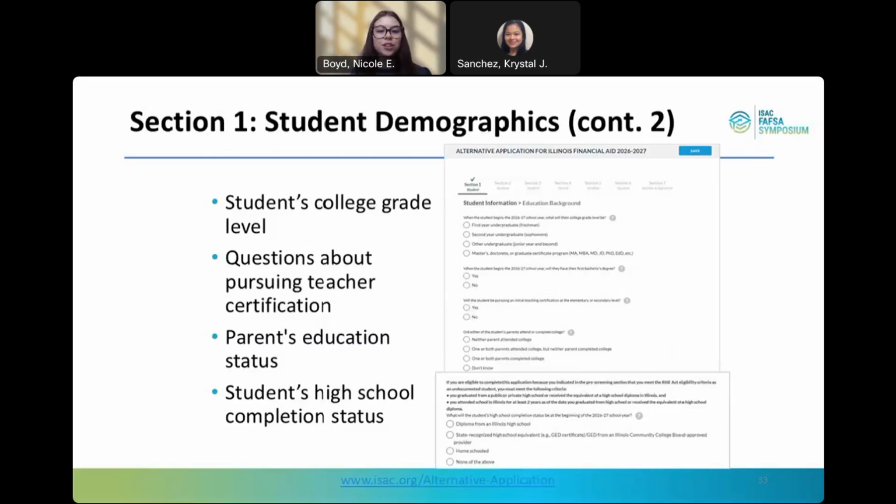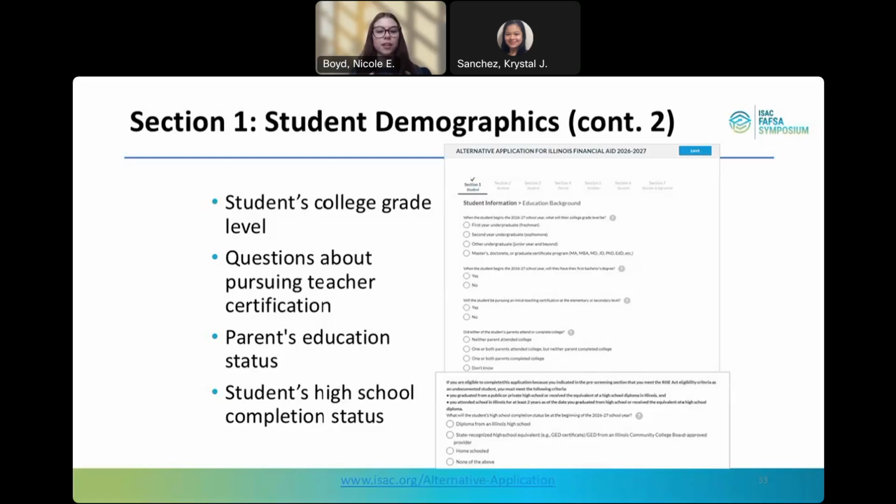Continuing on, still in the student demographics section, it will ask about students' college grade level. Just like you would with the FAFSA, this seems to be something that students get kind of confused about. So make sure that they know that they are going to be a first-year student when they start college the following year. Then there's a question about whether they will be pursuing a teacher certification as well as parents' education status. This is just for demographic purposes.